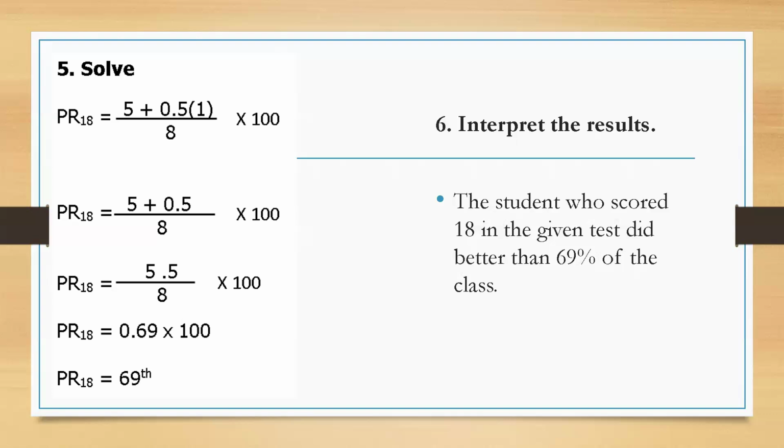And to further solve it, 5.5 divided by 8 is equal to 0.69, times 100 is equal to 69. So the percentile rank of 18 is 69. When interpreted, we can say that the student who scored 18 in the given test did better than 69% of the class. And that ends our discussion on percentile rank.